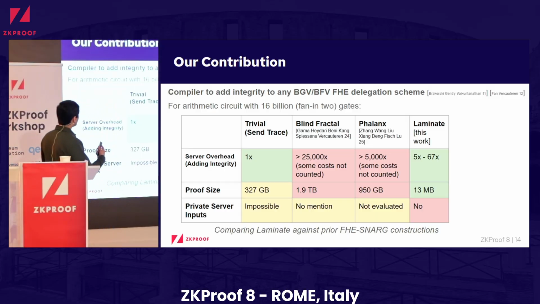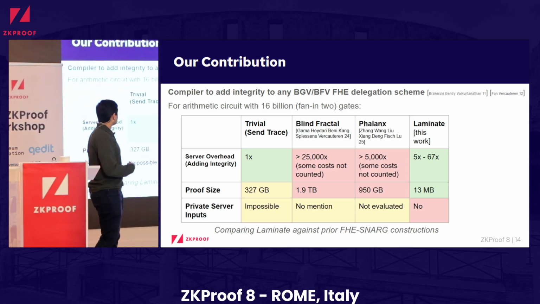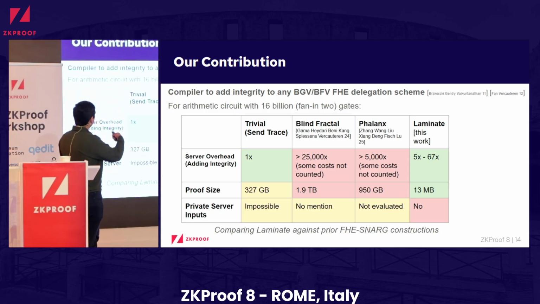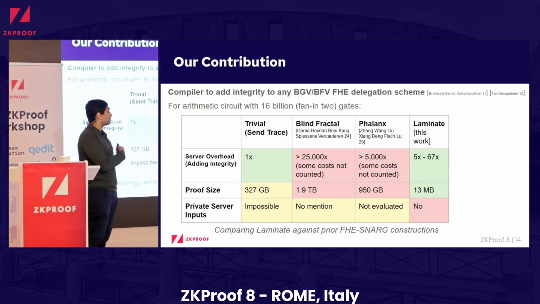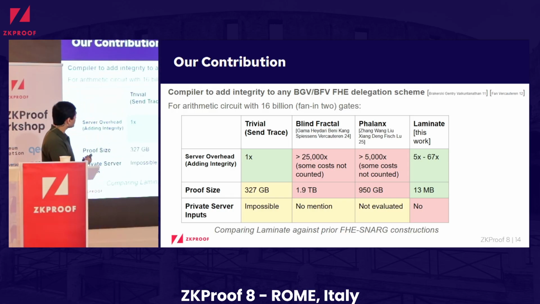As we see, past works here, Blind Fractal and Phalanx, fail to beat the trivial solution. Right? Not only are their server overheads very, very large, but the proof size is also much larger than just writing down the entire trace of the circuit. So something strange happened there.